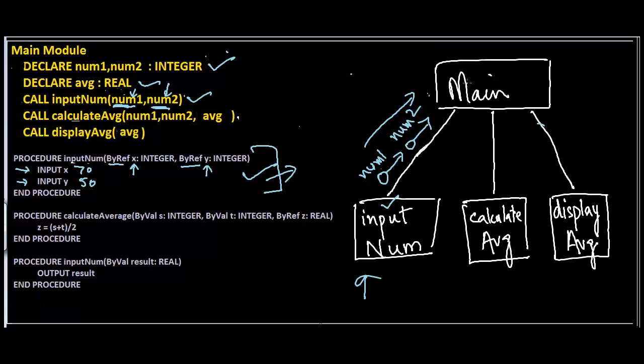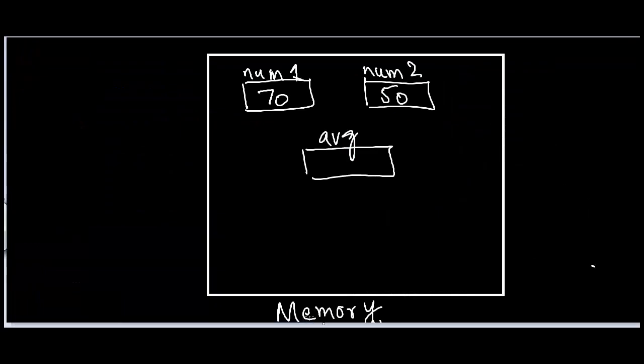Okay, now let's take a look at our code. This is the second procedure that's being called, and we are passing three parameters. Do these parameters that are being passed have any value inside of them? Does num1 have any value? Does num2 have any value? Does avg have any value? Let's take a look. When the main procedure is calling at this point in time, num1 has a value 70, num2 has a value 50, but avg is empty right now.